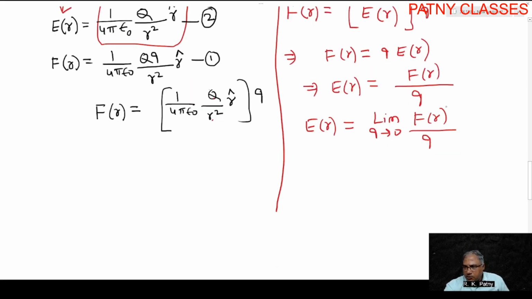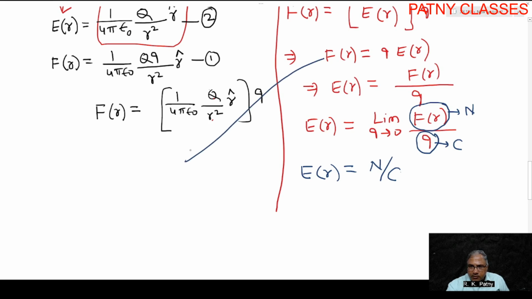One more thing, the unit of F of R is force, which is Newton, and this is the charge, which is Coulomb. Therefore, the SI unit of electric field is Newton per Coulomb. So from this equation, we even get the SI unit of electric field.